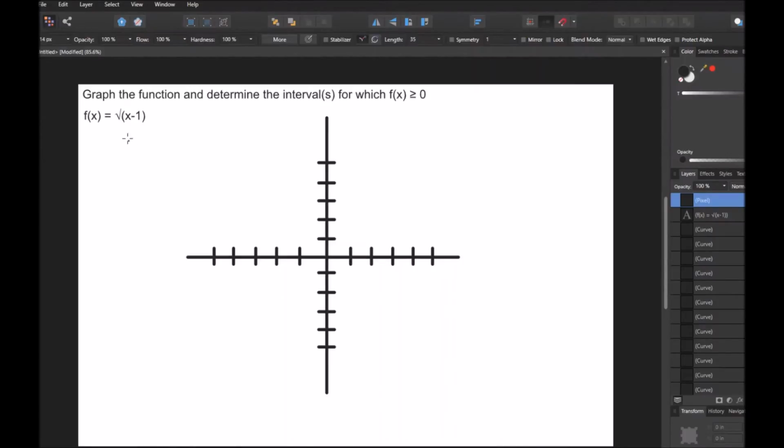So at x equals 1, 1 minus 1 is 0, and the square root of 0 is 0. So then we get to x equals 2. 2 minus 1 is 1, the square root of 1 is 1. Then we would get the square root of 2 at x equals 3. That's going to be a decimal number. And so would x equals 4, because that would be the square root of 3. But at x equals 5, 5 minus 1 is 4, and the square root of 4 is 2. So then we get that our graph looks like that.